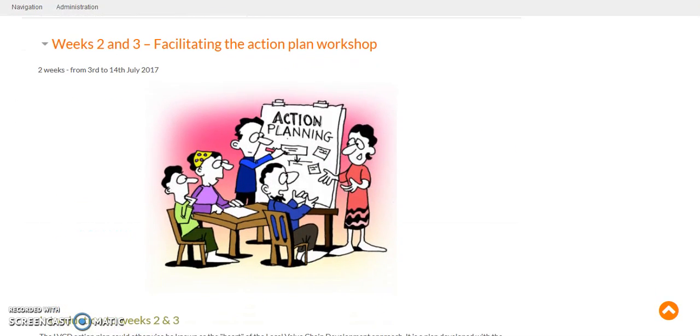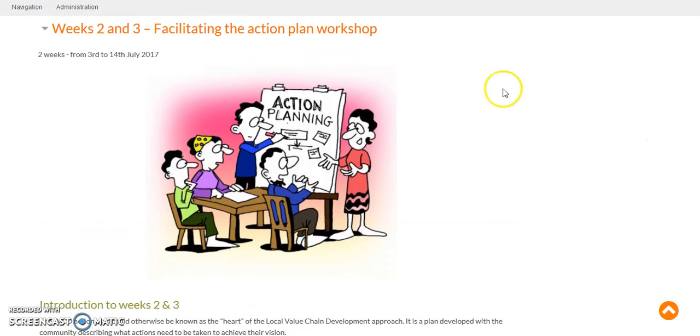Then we move to the Week 2 and 3 activities, where we're going to learn about facilitating the action plan workshop. After you did the value chain analysis and wrote the report, now it's time for you to present it to all the key stakeholders, including government, NGOs, and all your other key partners.